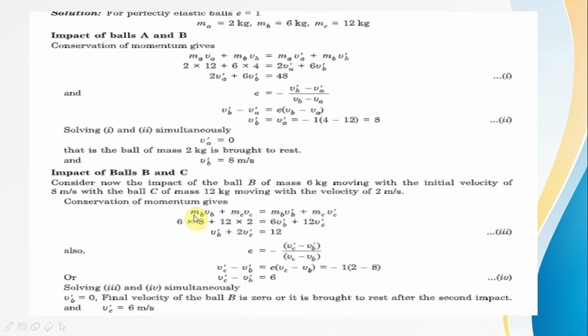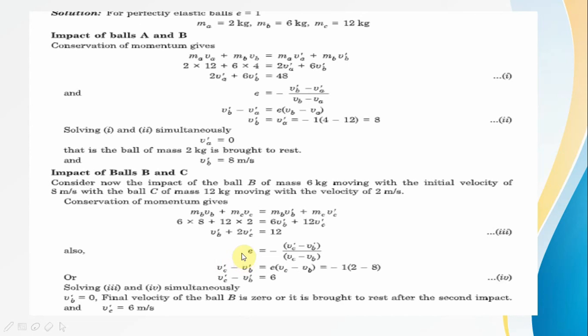So again putting the formula for MB and MC, that is 6 and 12, and VB and VC, that is 8 and VC 2. Here the VB is 8 because this VB dash, we found, is 8 meter per second. So again we put for MB, and we get the formula VB dash plus 2 VC dash equal to 12, right? This is the first equation.